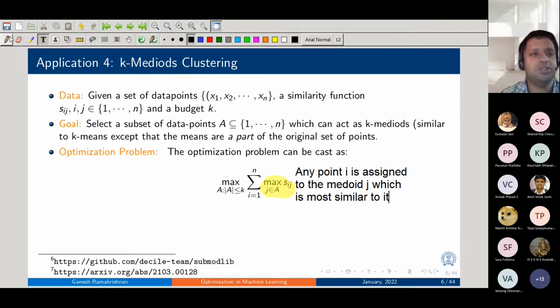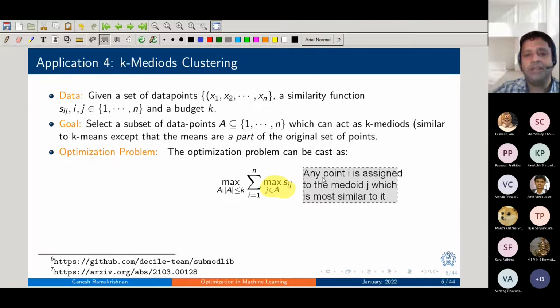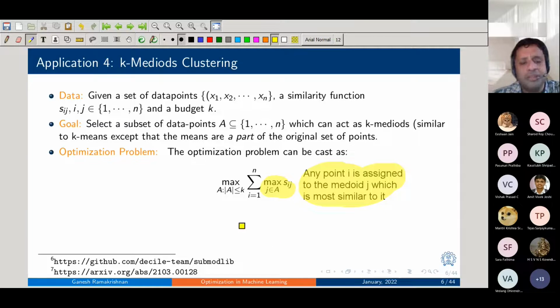Okay, that's what this expression in yellow is alluding to. And then what you want is to find such a bunch of medoids. Now, as you can see, this is again a combinatorial optimization problem. Very large search space. Well, how big is the search space here?